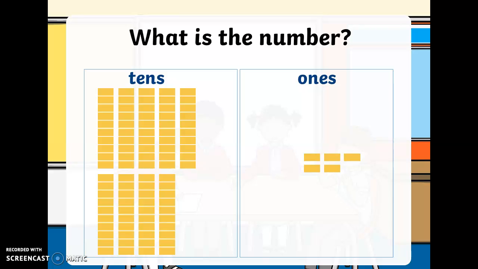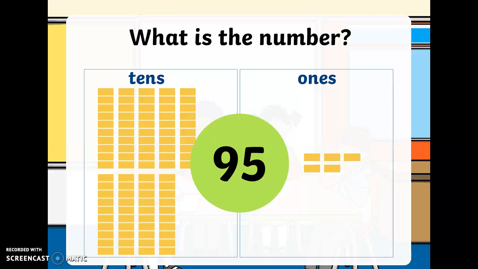Try the next one. Count the 10s. Count the 1s. What numbers does this make? Let's see. 95. Did you get that? 95. 9 10s and 5 1s.